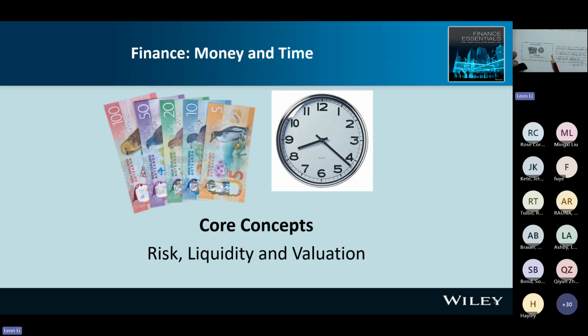Another point is liquidity. Liquidity is about timing of the money. Right? So risk of money and liquidity of money will determine the value of money. So value of money depends on risk and liquidity. All right. So we have not shown you the detailed calculation yet, but the concept is very simple. Risk and liquidity determine the value of the money, right?